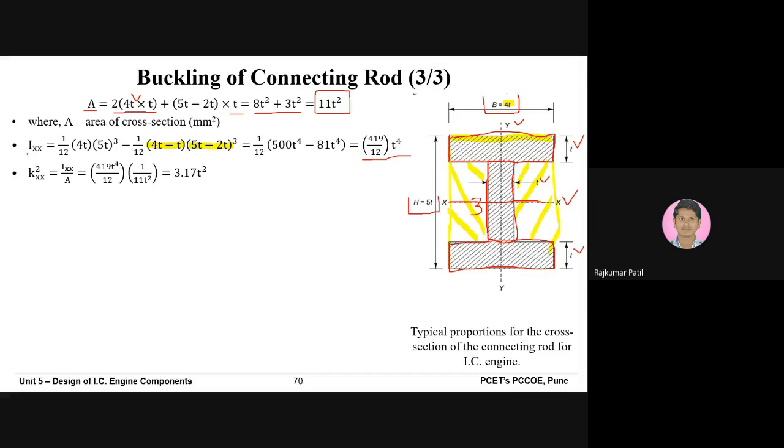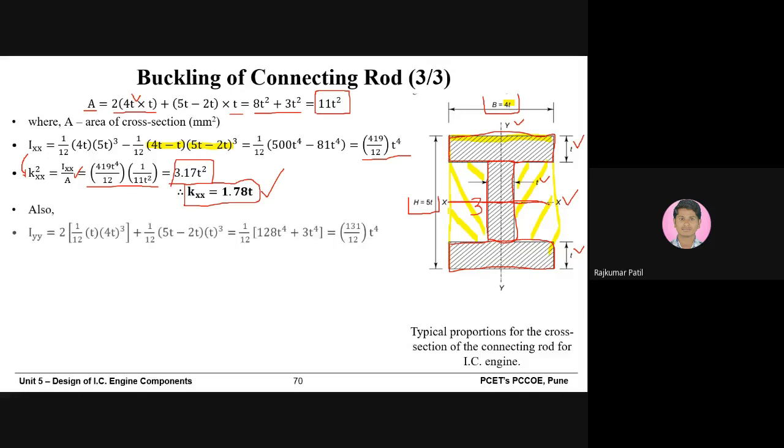Then we know that the moment of inertia can be expressed in terms of radius of gyration. So kxx square is equal to Ixx upon cross section area A. So put values of Ixx and A. Upon simplifying, you will get kxx square as 3.17 t square, and once you take the square root, kxx is 1.78 t. So this is the radius of gyration in xx plane.